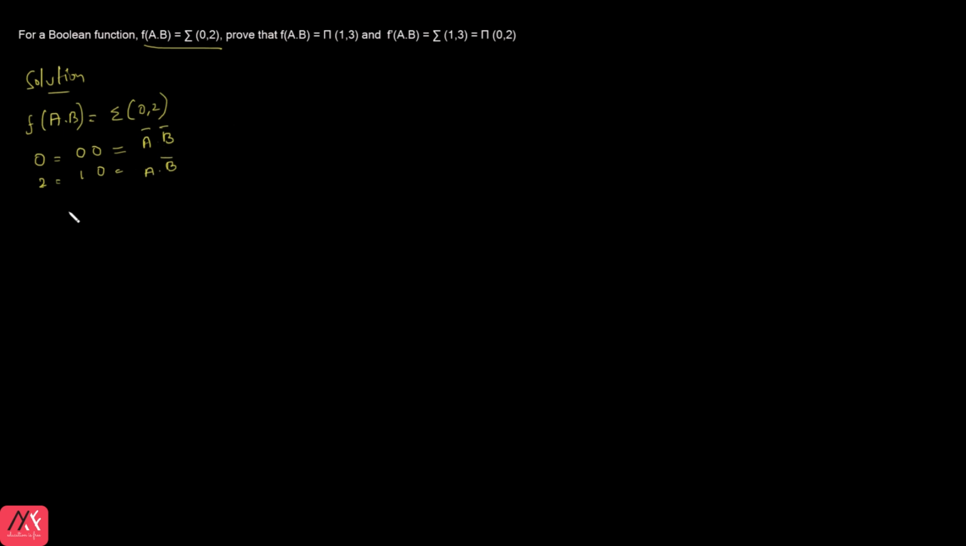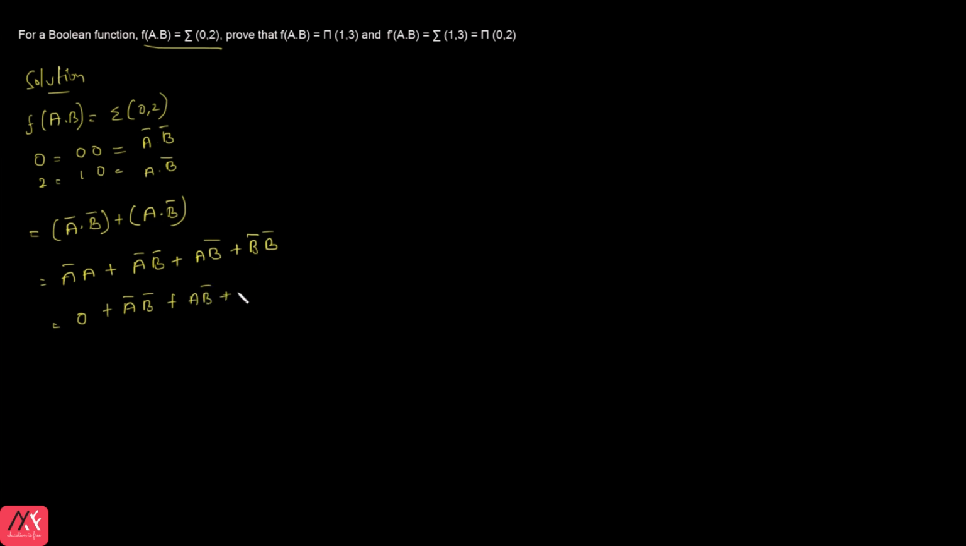Now since we are talking about minterms, it has to be sum of products. So it has to be a bar dot b bar plus a dot b bar. If you solve this using distributive law, you get a bar dot a plus a bar b bar plus a b bar plus b bar b bar. According to the complement law, a dot a bar becomes 0, and we have this term and a b bar.